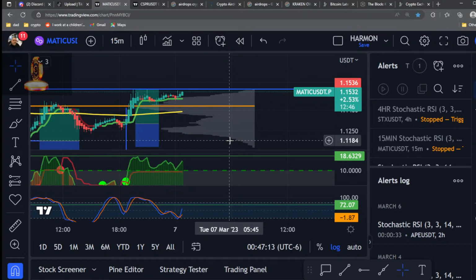Let me see here. Matic. What's the price on Matic? Change this to 8. We're going long. I'm going to do 100% of that. We're going to open this up. Let's go. Okay, we're going to run. Come on, man. Come on.